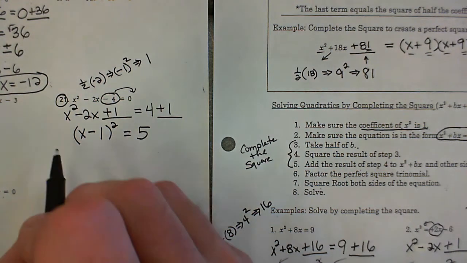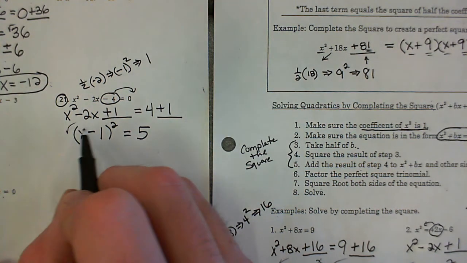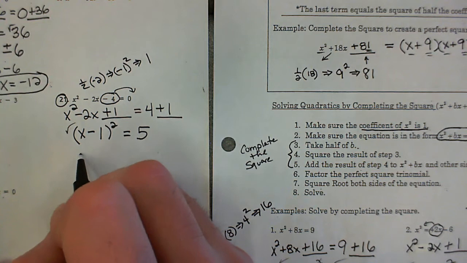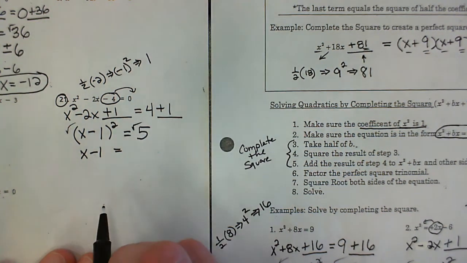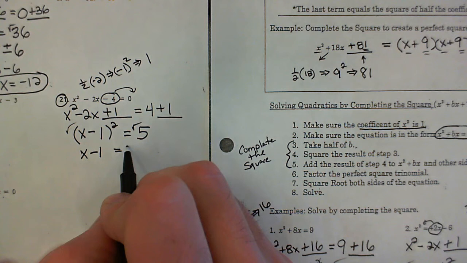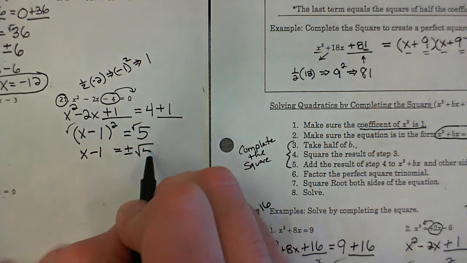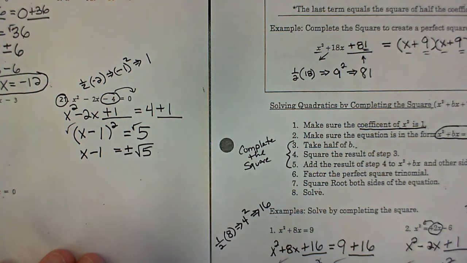Now we're ready to take the square root. Take the square root to the left. Square and square root cancel. You're left with x minus 1 equals, take the square root of the right side, and that's going to get you positive or negative square root of 5. Okay. Now you can't reduce the square root of 5, so we're just going to leave that.